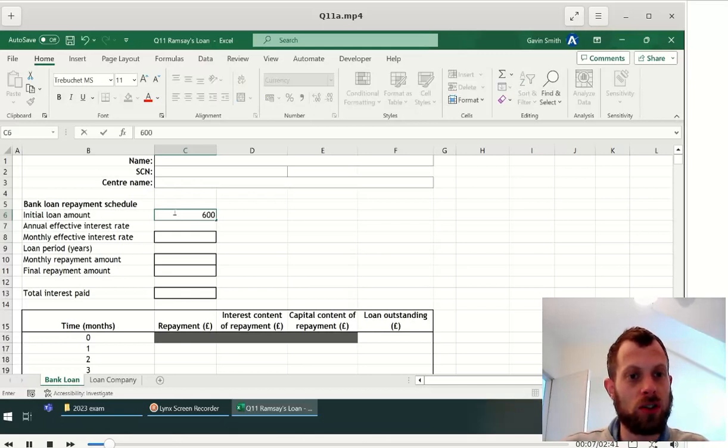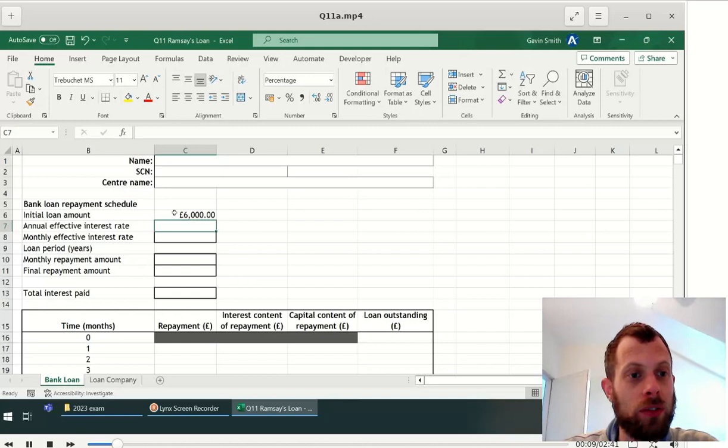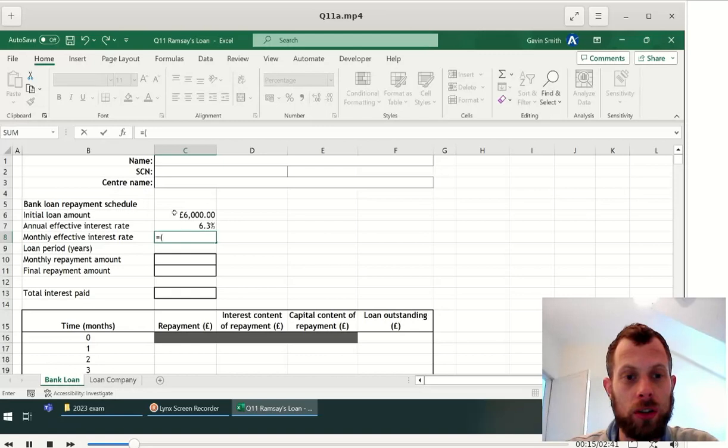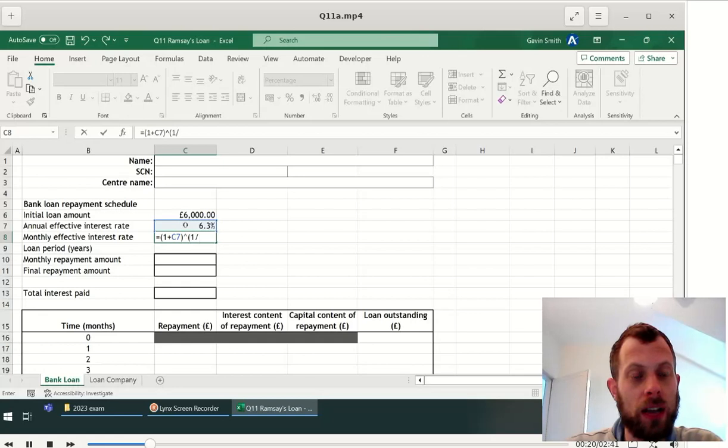So you take your spreadsheet and fill in these cells. The cell for the effective interest rate, you can just type in 6.3% as long as it's formatted as a percentage. For the monthly interest rate, there is a more complicated formula to use because you don't simply divide the interest rate by 12. You actually raise it to the power of 1/12 and then take away 1. And if you forget that, you can just write equals C7 divide by 12 and you'll lose a mark, but you'll be able to do the rest of the question.